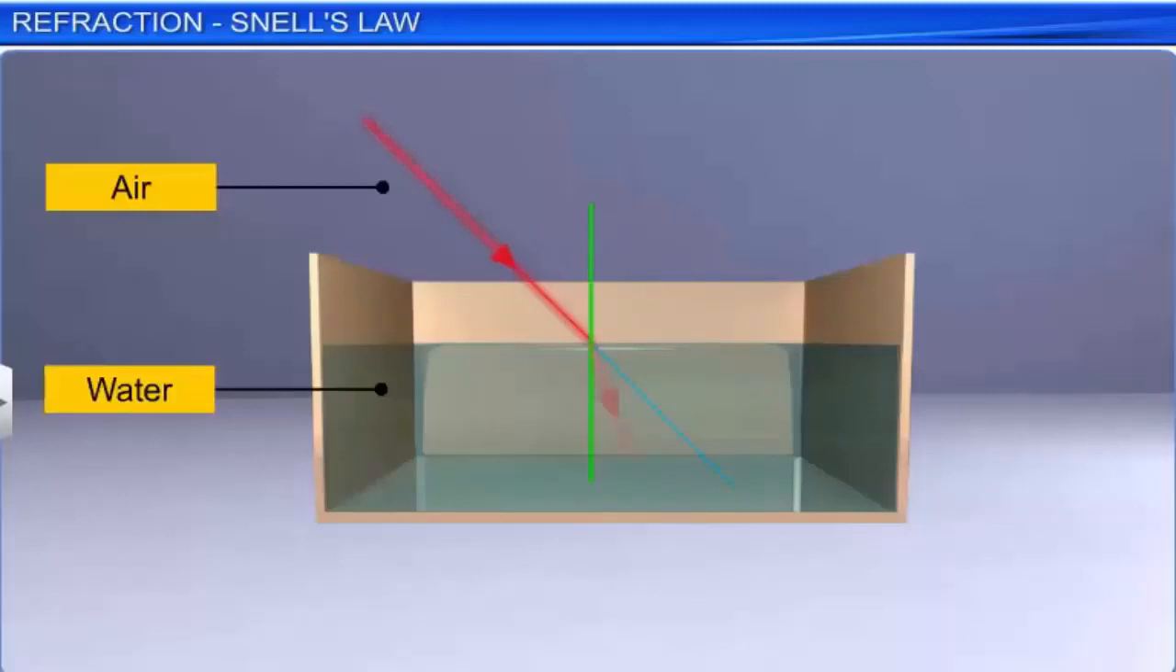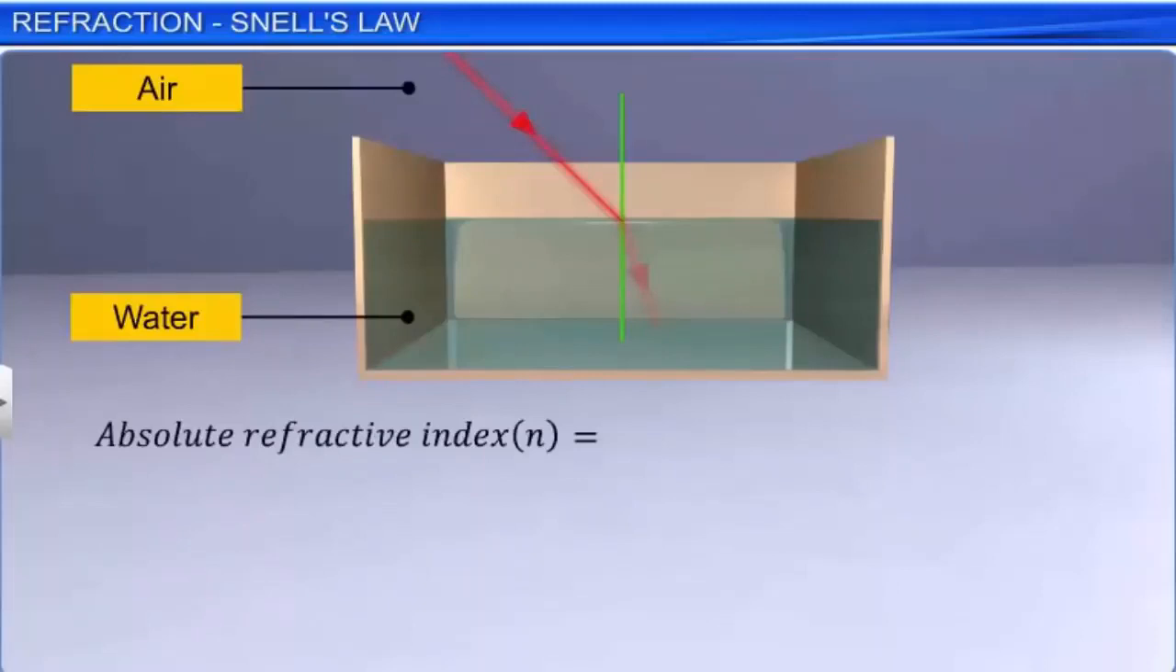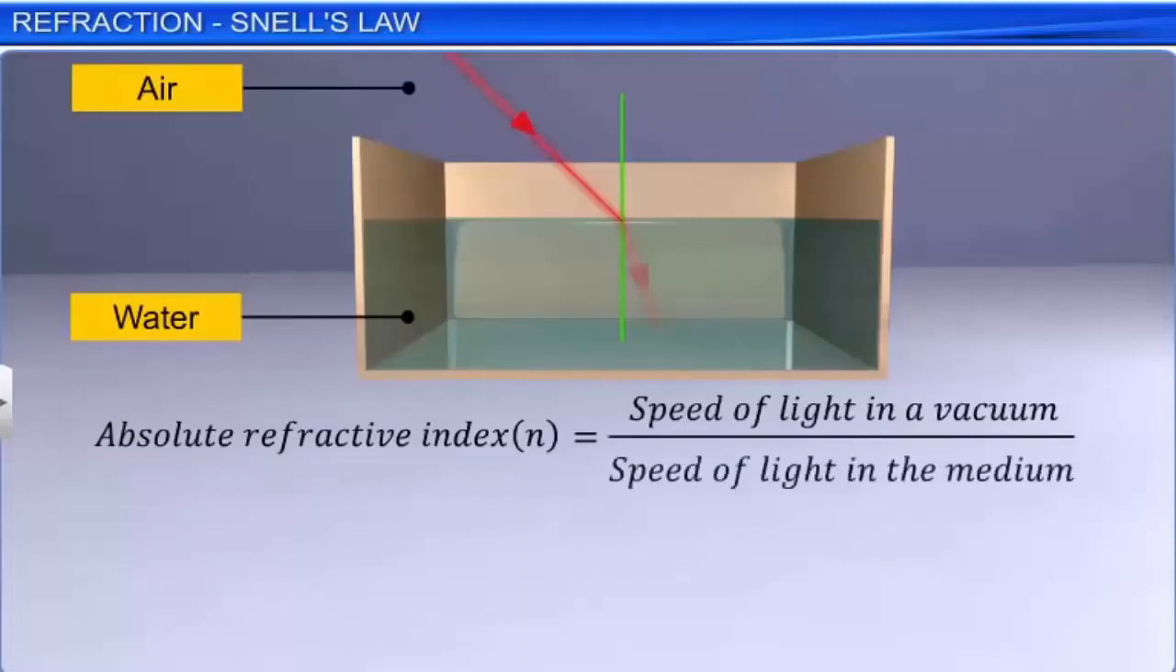Refractive index, or absolute refractive index n, of a medium is defined as the ratio of the speed of light in a vacuum to its speed in the medium. It is a pure number with no units and dimensions. If the speed of light in a medium is v, then n is equal to c by v. Let this be equation 1. Note that the speed of light in a medium is inversely proportional to its refractive index.